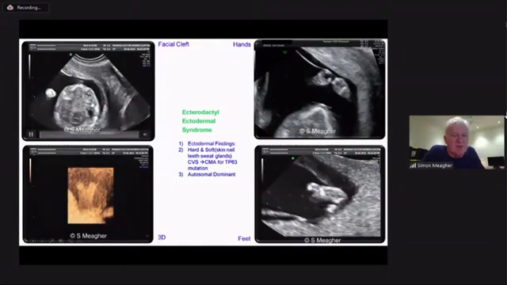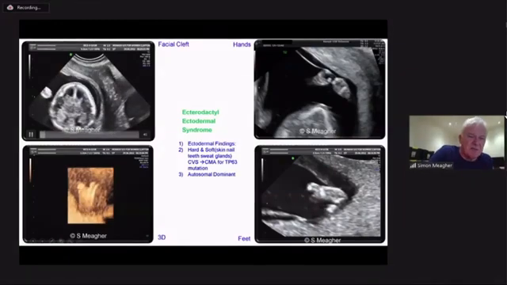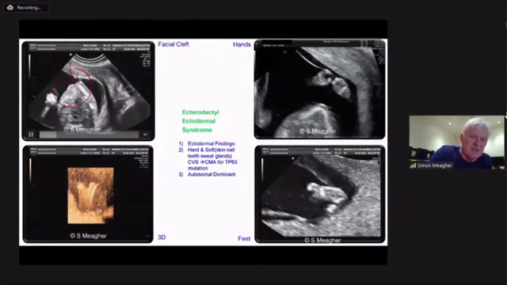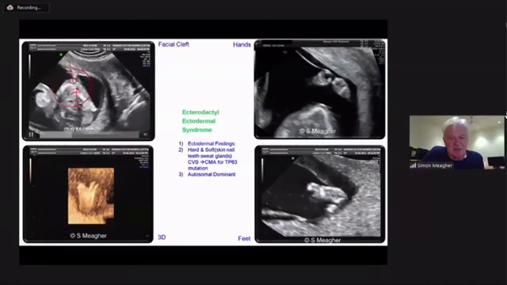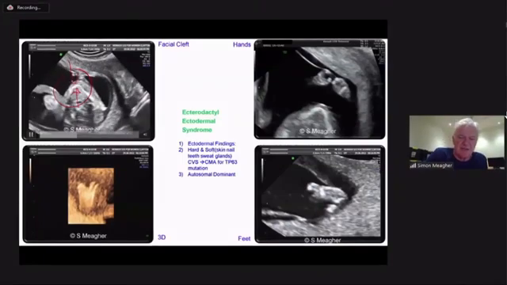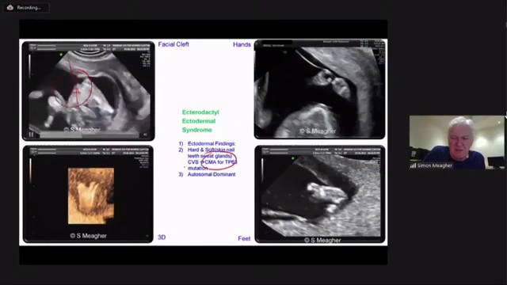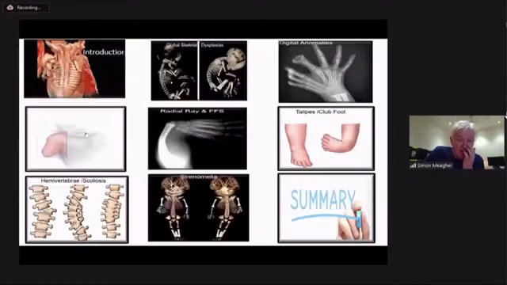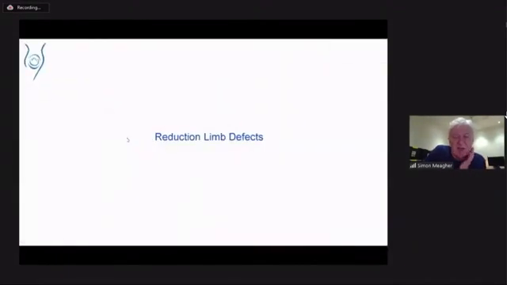And then you come up to the fetal face. And as you come up here in the fetal face, you'll see just here is your facial cleft with a discontinuity of the lip and a defect here in the maxilla in a fetus with ectrodactyly. And again, specifically screening for chromosomal microarray, looking for TP63 mutation. And then moving on from that to the reduction limb defects.